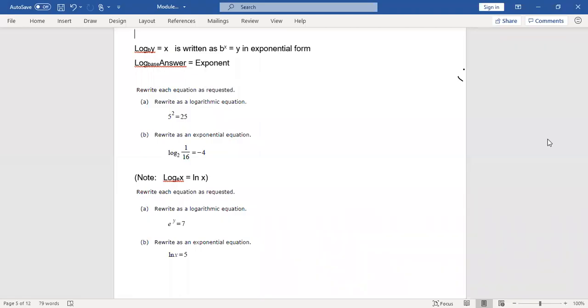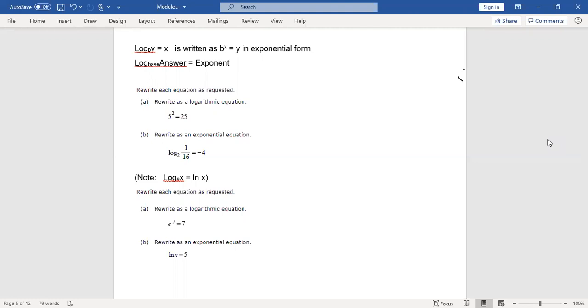In this lesson, we're going to discuss logarithms. So what is a logarithm? A logarithm is more or less an exponent. To show you that, we're going to go back and forth from logarithmic form to exponential form so you can see how they relate.